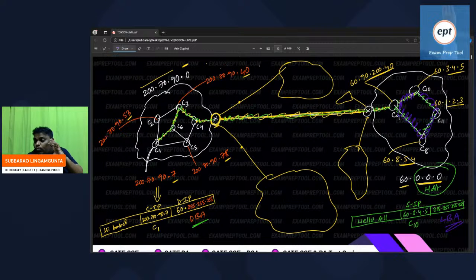Some people are asking, sir, why? What is the meaning of limited? You are limited to that network only. What is the meaning of direct broadcast address? Directly go to the destination network. In the destination network, all the people. That is called DBA. In the DBA, the network address is required.